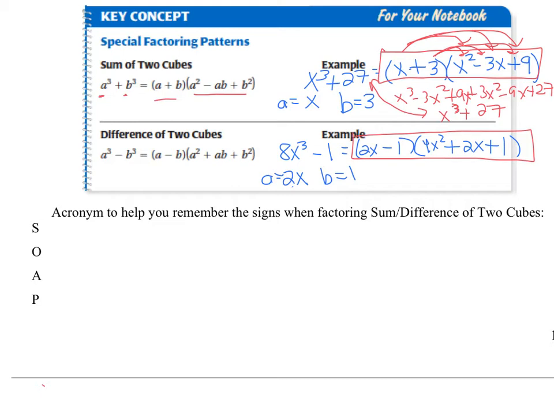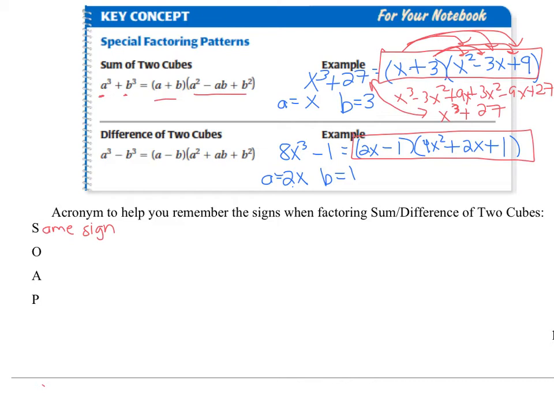We have an acronym to help you remember the signs when you're factoring the sum or difference of two cubes. The acronym is SOAP. The S stands for same sign, because the first sign in your factorization will always be the same as the original polynomial given to you. So if you started out with the sum of cubes, the first sign will be a plus. If you start out with the difference of cubes, the first sign will be a minus.